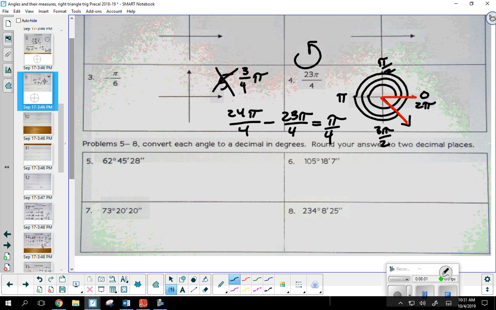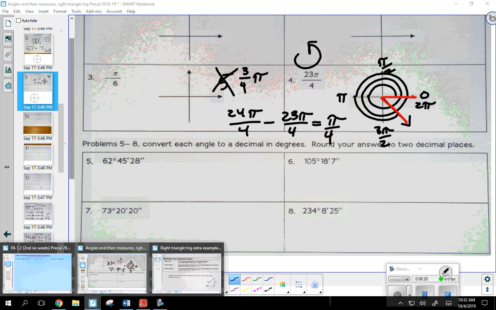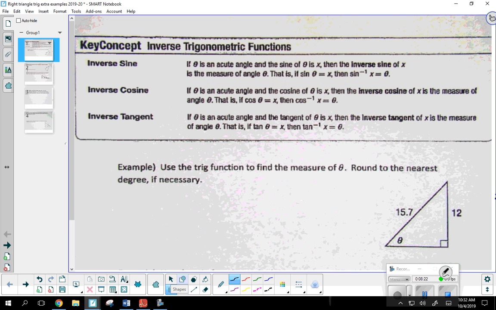Okay, that's how much further I would have to rotate to get back to the x-axis. Okay, Fernando, does that make sense? Okay, all right, anything else? Okay. If you do end up having any questions, let me know. Okay. Let's go ahead and do these right here.